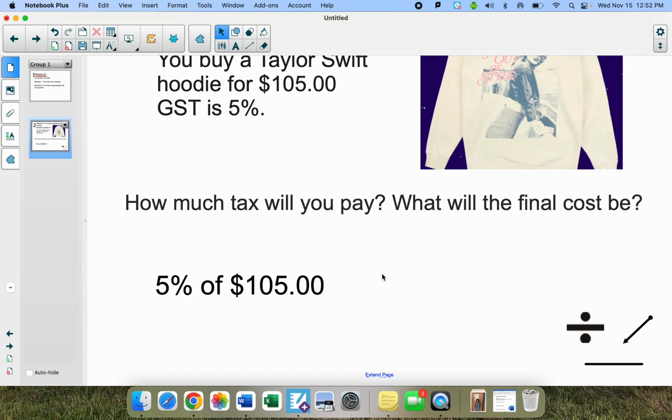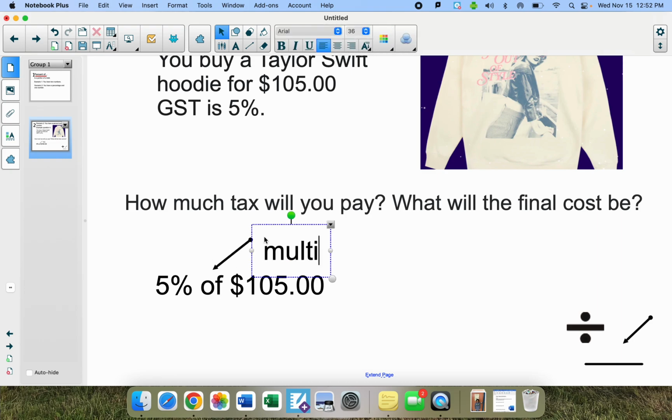You could pause it right now and try to figure that out. A reminder that percent means out of 100, and your calculator doesn't like percent. You have to change it to a decimal. And of means multiply in math. Let's take a look at this.